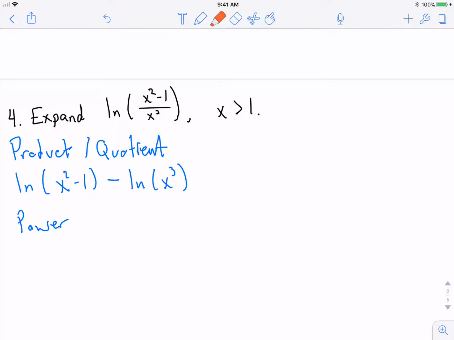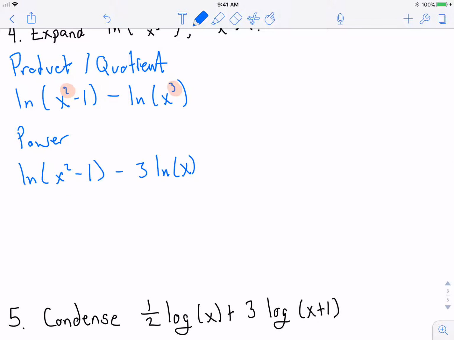And we're not allowed to pull this 2 out on the first term, because remember, the entire thing needs to be squared, not just one term. We can, however, pull the 3 out on the second term, since the entire inside is cubed. So this is natural log of x squared minus 1 minus 3 natural log of x. And we might think that we're done, but that's not the case.